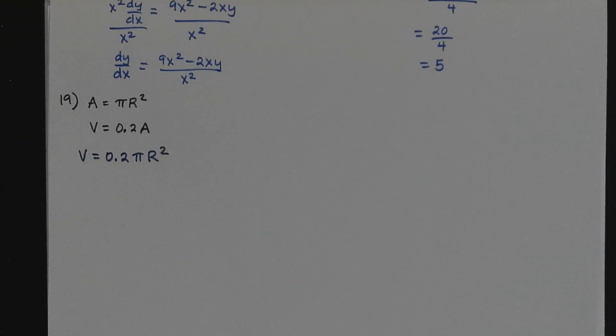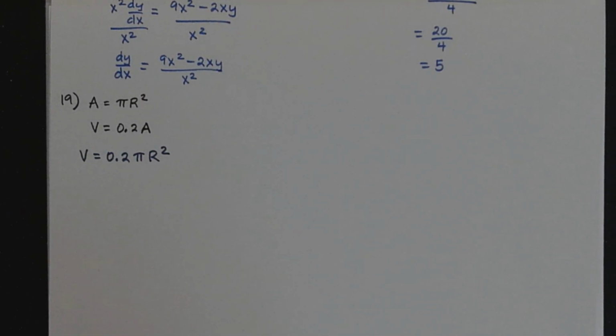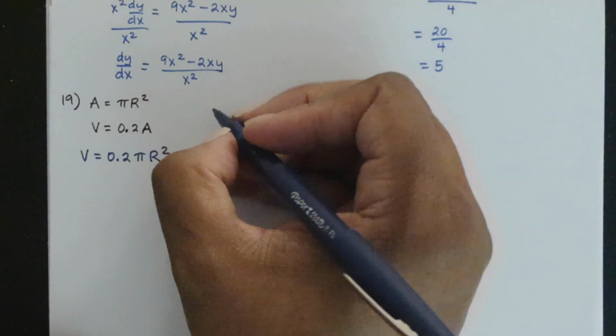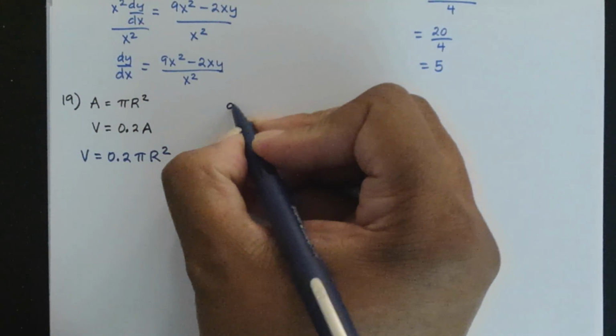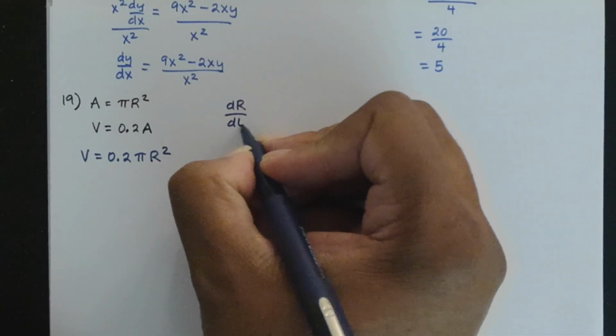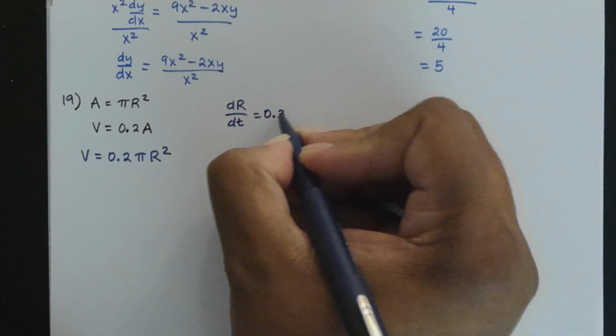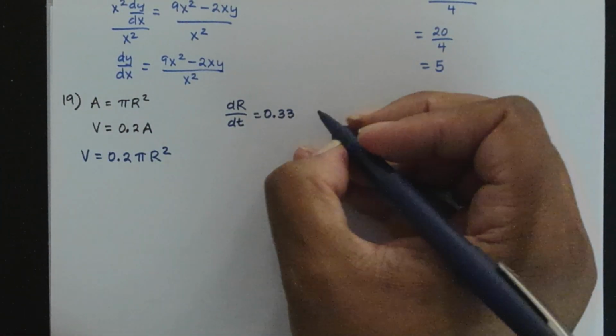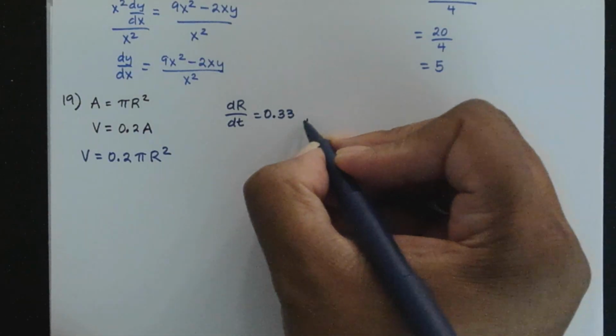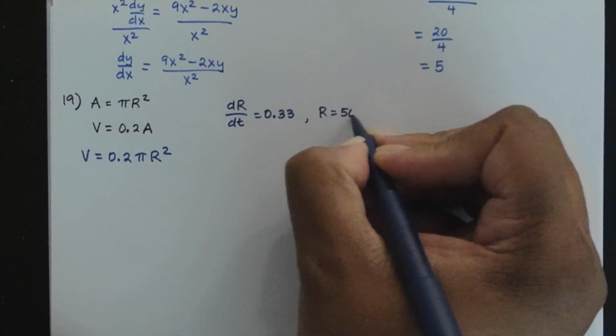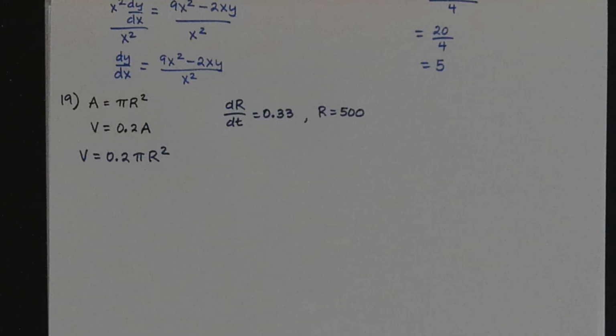And I'm also going to identify some other things that are given to me. The radius was increasing at 0.33 feet per minute. That was dr/dt. And that's when the radius was 500 feet. So capital R is 500. Okay. And I think I have what I need here.